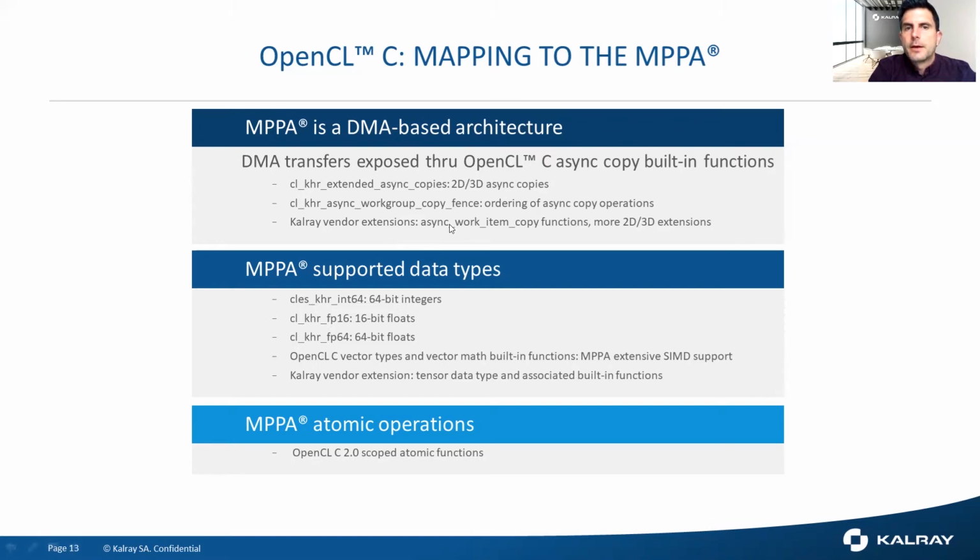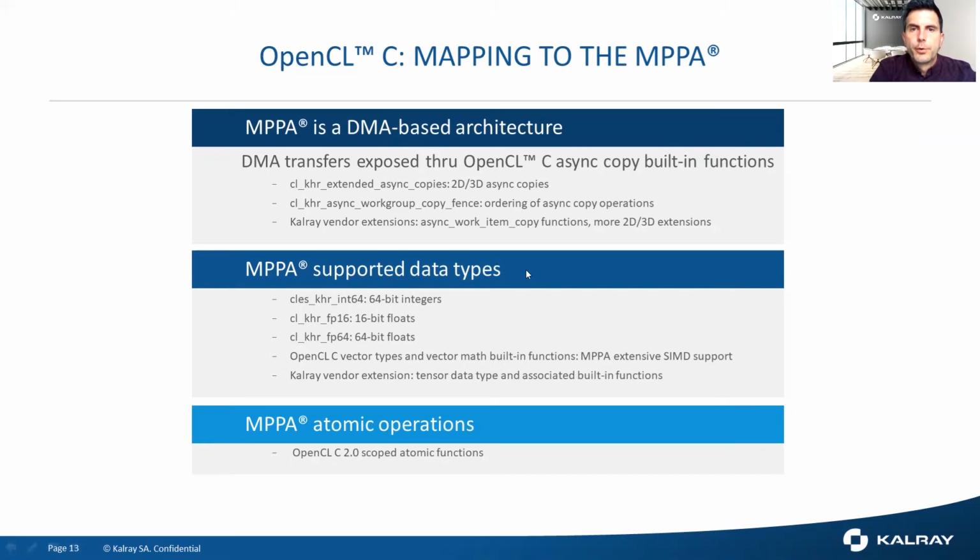Basically, the first one is async work item copy functions. Those are very similar to the async work group copy functions, but without the synchronizing behavior among work items of the same work group. So this can be quite practical in some use cases. And we have a bunch of new 2D and 3D extensions that make programming a bit simpler for the user.